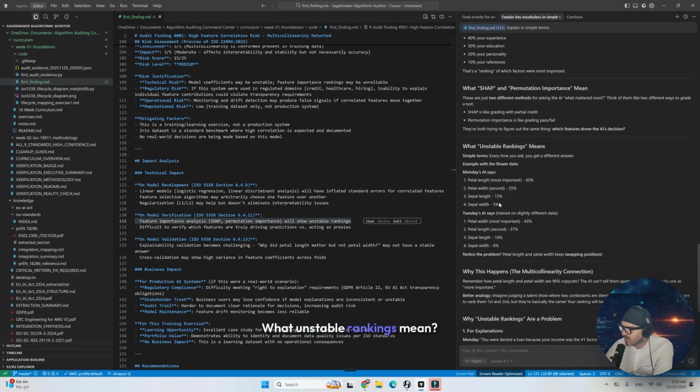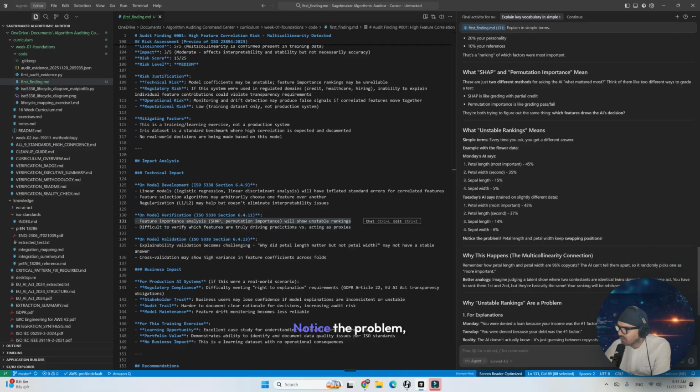What do unstable rankings mean? Simple terms. Every time you ask, you get a different answer. With the flower data, the model says petal length is most important, petal width second, sepal length, etc. Tuesday's AI says petal width, petal length. Notice the problem: petal length and petal width keep swapping.